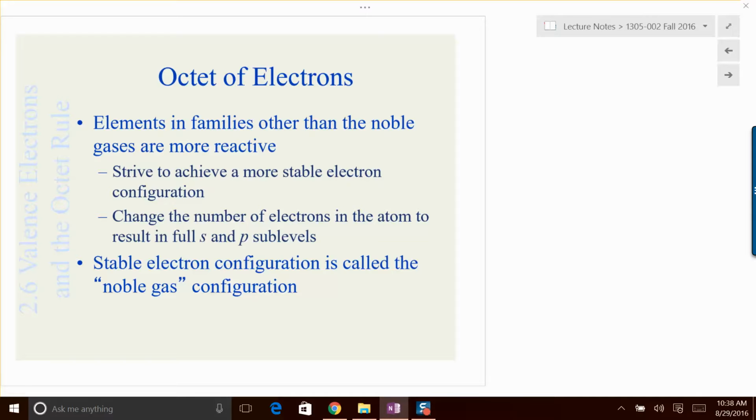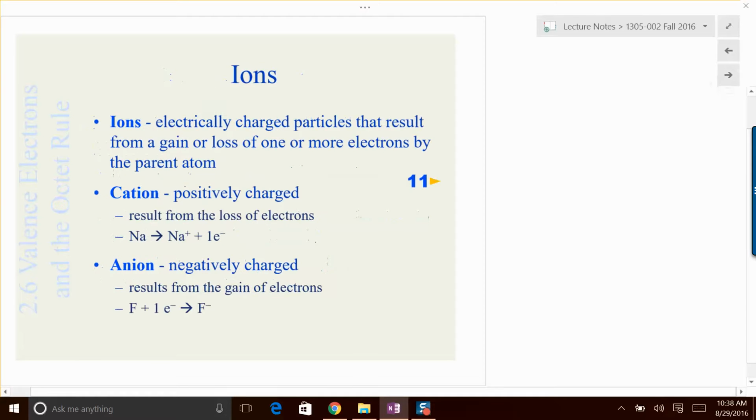So everything other than the noble gases, as you move away from them, you become more reactive, because you want to gain that stability. And you're going to do it by losing or gaining electrons. And when you lose or gain electrons, you become charged. If I lose electrons, am I going to become positively or negatively charged?